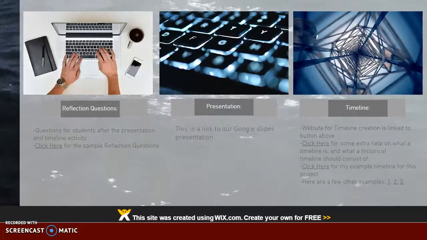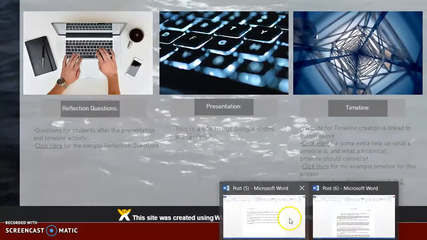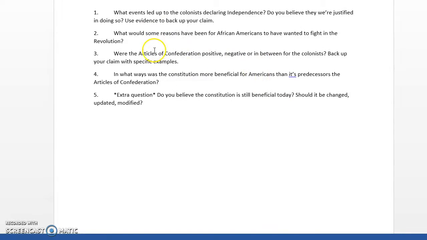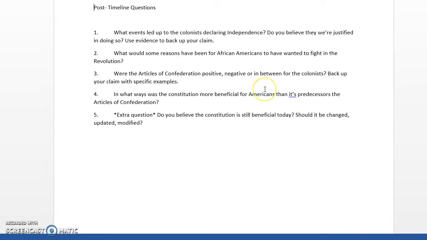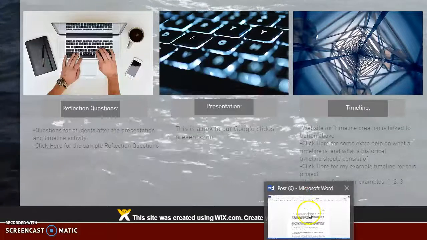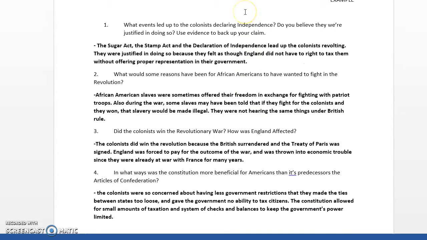Here we go. Here are the timeline questions. Just trying to poke at some of the different ideas that went on throughout the lesson. Try to pull it out of them. And we have here also sample answers for each question.